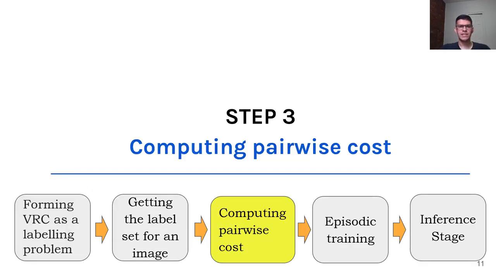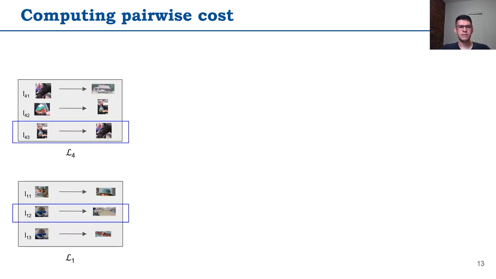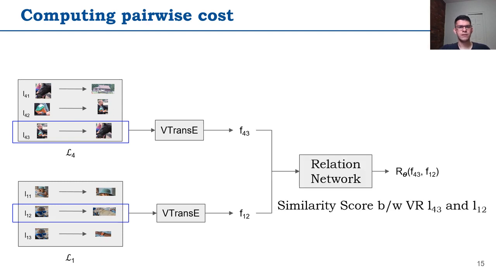Once we get the label set, we need to find a way to calculate the cost of label selection. For this, we first encode each object pair in the label set into visual relation space using vTransE, and then train a relation network in an episodic way to compute the similarity between the visual relationships. As an example in this slide, if we select visual relationship L43 from image 4 and L12 from image 1, we will first get the vTransE encoding of visual relationships as F43 and F12. We then use the trained relation network to get similarity score R.